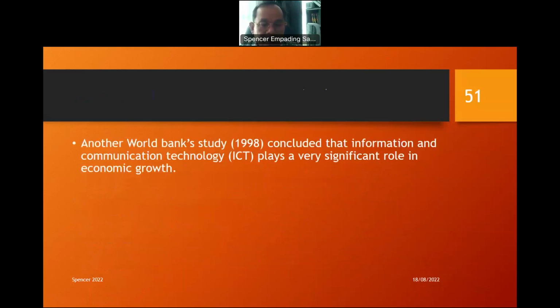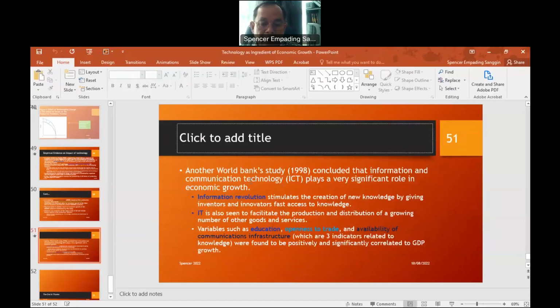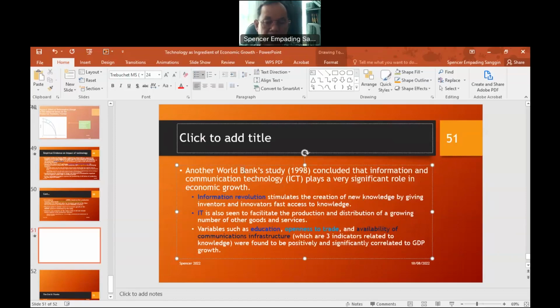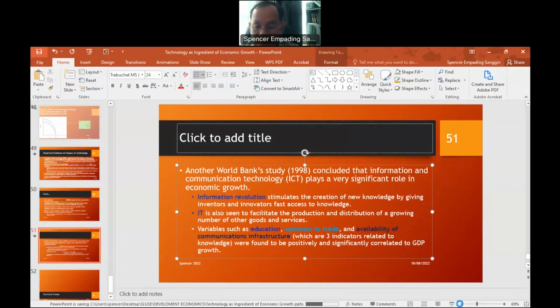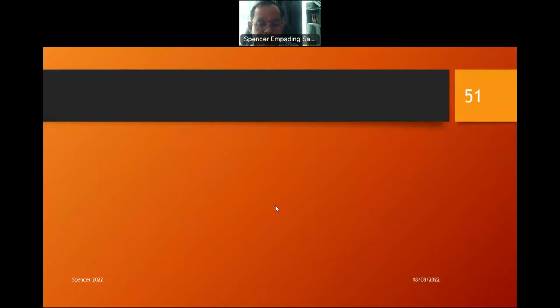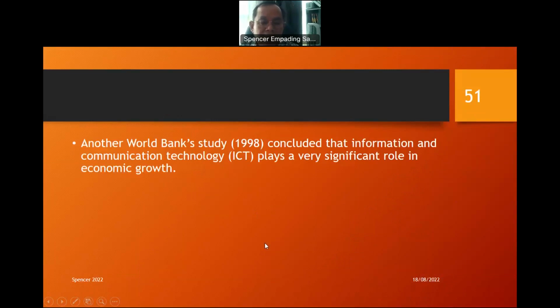Okay, another study by the World Bank. Sorry about that, let me just correct that first: World Bank, with a capital B. So another study by the World Bank in 1998 concluded that information and communication technology, or ICT, plays a very significant role in economic growth.